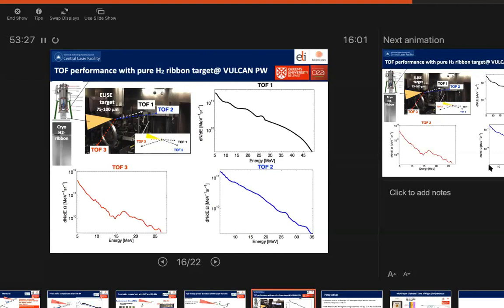Sorry, a general question. Maybe I missed this information at the beginning of your presentation. In which way does the angle between the laser direction and the target affect the produced plasma?